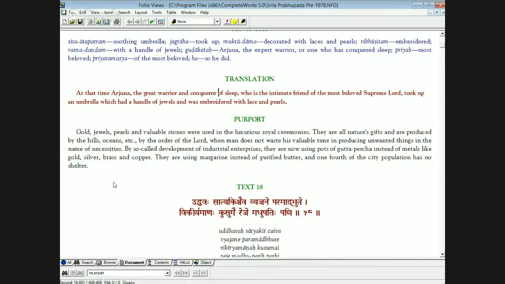So Prabhupada said, look at the opulence of the time. They were so opulent in the Vedic time because nature was supplying everything. And Prabhupada says they were eating in all golden plates and now they eat in, what is that? You read this gutta-percha.